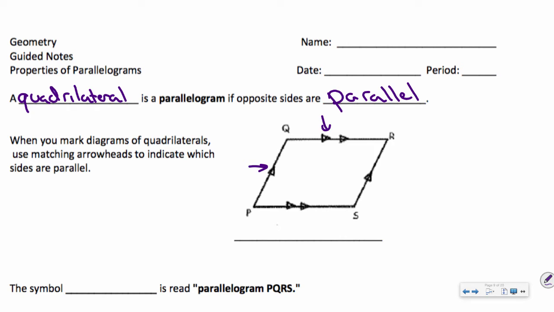So to write this, you will see that this picture here, the symbol is just a slanted rectangle, and you name the sides, P, Q, R, S. Okay, and you read that as parallelogram P, Q, R, S.